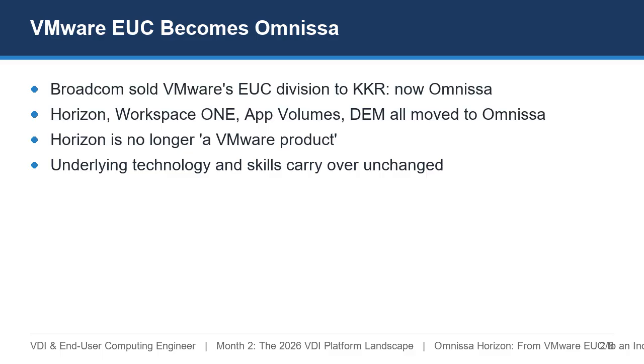When Broadcom acquired VMware, it didn't fold end-user computing into the VMware Cloud Foundation portfolio. Instead, the entire EUC division, Horizon, Workspace ONE, App Volumes, and Dynamic Environment Manager, was sold to the investment firm KKR and launched in 2024 as an independent company called Omnissa. Practically, that means Horizon is Omnissa's flagship product now, not VMware's. The underlying technology hasn't changed, so your existing Horizon skills transfer directly.